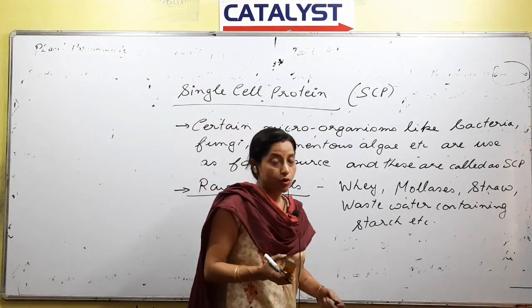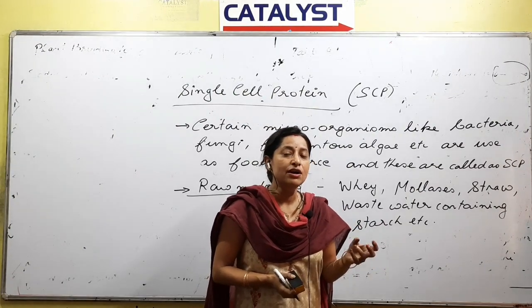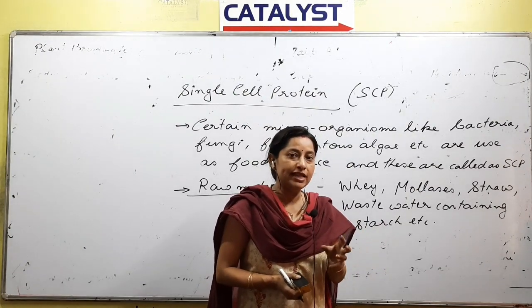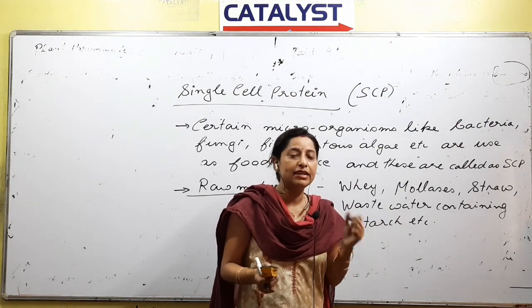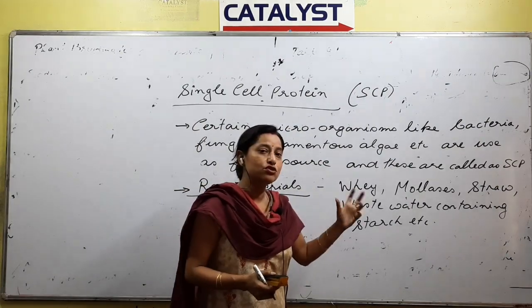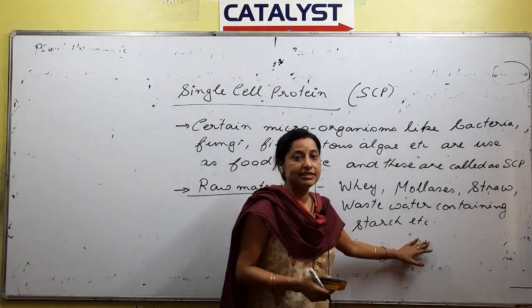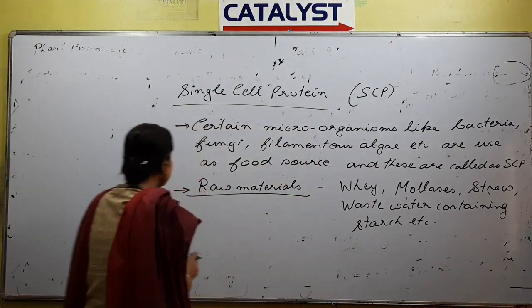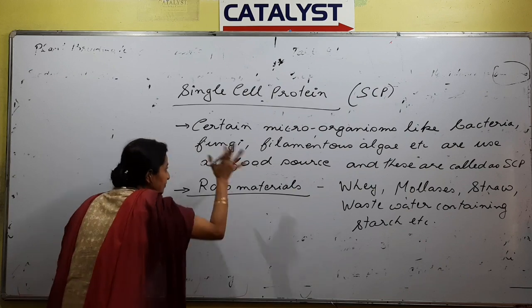Generally the process is fermentation, with the help of fermentation these are allowed to grow and multiply, and ultimately we use them as food. In order to produce in huge quantity, obviously raw materials are required, and so there are certain types of raw materials that are used for this process. Next is, what is the process that we use? Generally we use the process of fermentation.